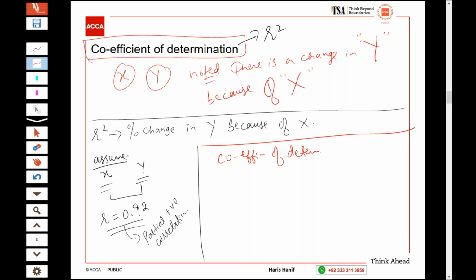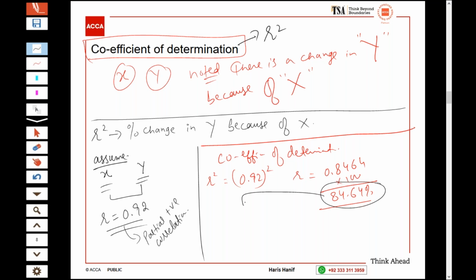coefficient of determination, that means r square, 0.92 would become square. That means 0.92 square, that is 0.8464 multiplied by 100, that is 84.64%. You know what does this indicate? What does this indicate?